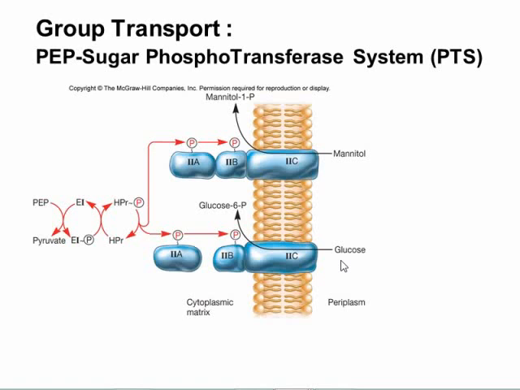So you've got the transfer to the phosphate group, and then the phosphate group is going to be transferred onto the group 2, or the group 2 proteins. So group 1, E1 and HPR, these are conserved, they're the same, whatever sugar is being imported. Group 2 proteins, they're specific for each particular sugar that's imported, right?